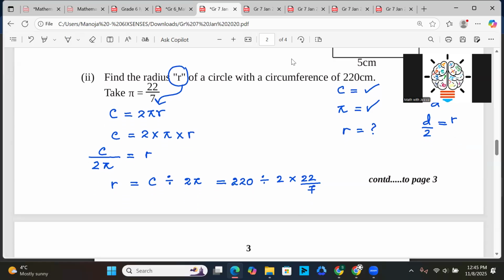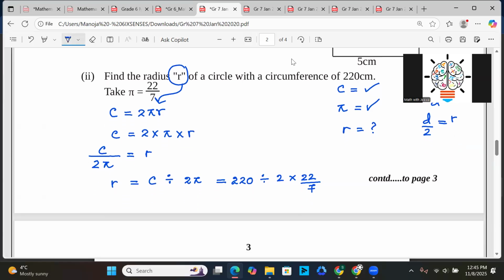Okay, so what should I do? I write the next step: 220 divided by 44 over 7. Then I convert the division into multiplication. Then I get the reciprocal of the earlier one, that is 7 over 44. I can simplify. 22 times 10 and 22 times 2. 2 times 1, 2 times 5. Then r is equal to 35 centimeters. Hope it is clear for all of you.